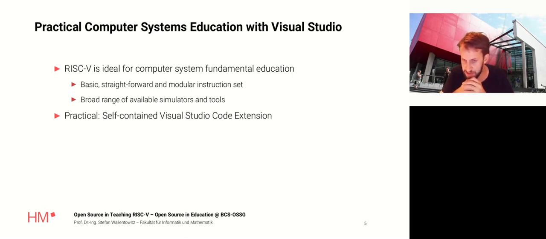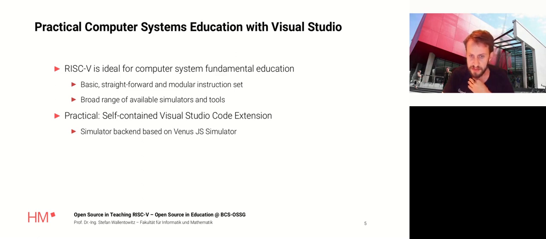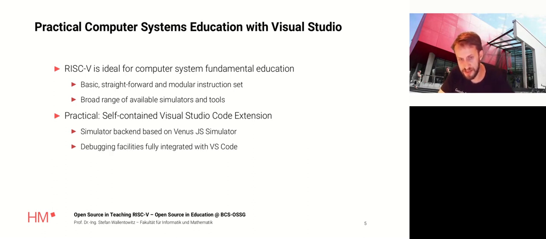Visual Studio Code itself, which is the platform that we use, is not per se the most open source tool in the world. We're currently looking into using Theia instead. But generally, it's a very good platform if you're developing something like this. And what we built is a self-contained extension. So you just install the extension on any Visual Studio Code instance, and you can start learning RISC-V without any simulators, etc., because they are contained in this extension. It's based on the popular Venus simulator, also from Berkeley, which is a browser-based JavaScript simulator, and we just reuse the backend and put it into our extension.